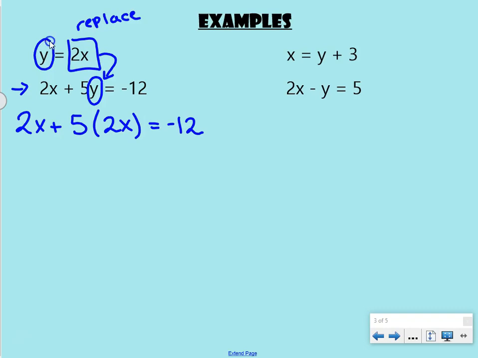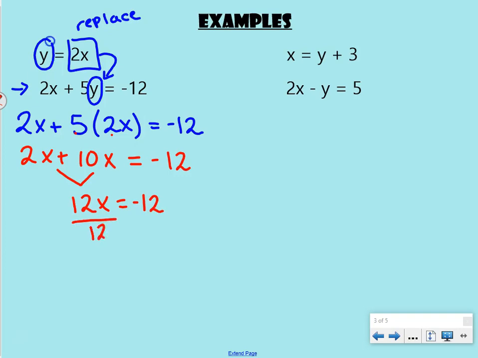Now we solve. 2x plus 5 times 2x is 10x, equals negative 12. Put your like terms together. 12x equals negative 12. Get x by itself by undoing multiplication with division. x equals negative 1. Now we're not done because we also need y.